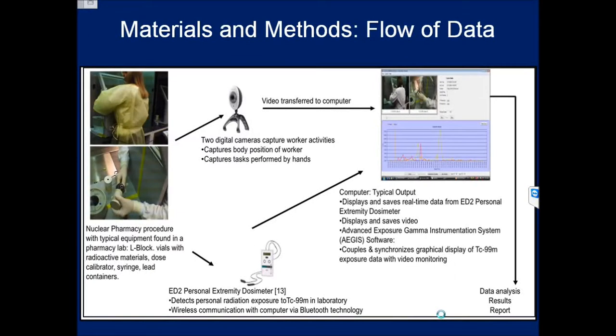And then the video goes to the computer, but then also at the same time we're capturing the video, we're also doing the capturing of the radiation exposure using this. And so at the same time, we're able to correlate activity with the actual radiation that the fingertips are receiving. And then it went to the computer, and we were able then later to watch simultaneously the output of the radiation exposure with the video.